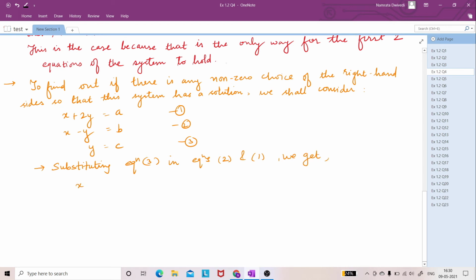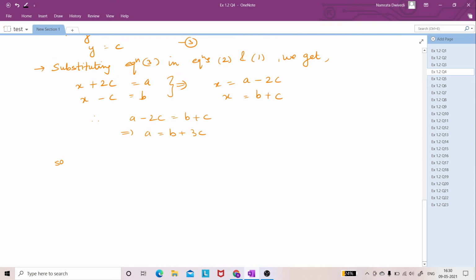in first we get x plus 2c is equal to a, second x minus c is equal to b. So what does this infer? x is equal to a minus 2c and x is equal to b plus c. So if we equate them, what do we get? a minus 2c is equal to b plus c. This implies a is equal to b plus 3c.